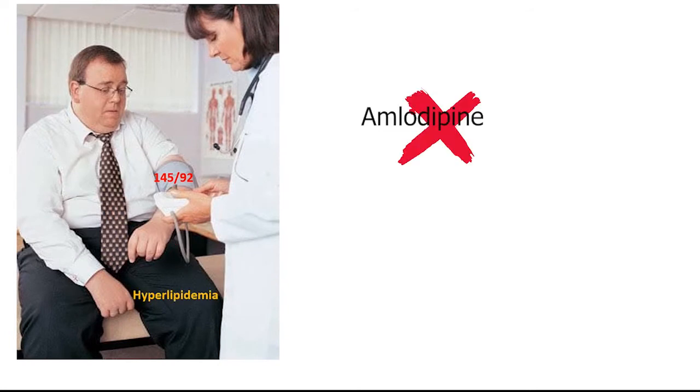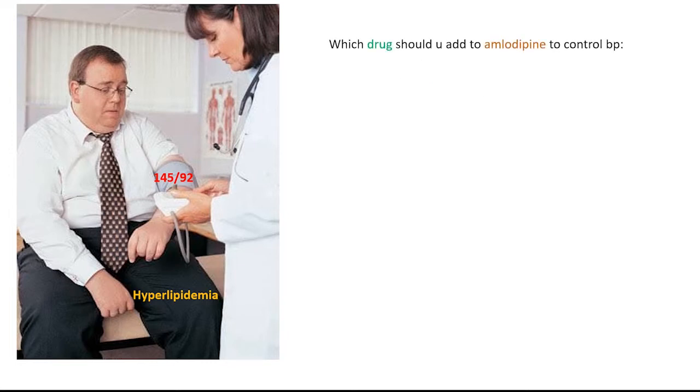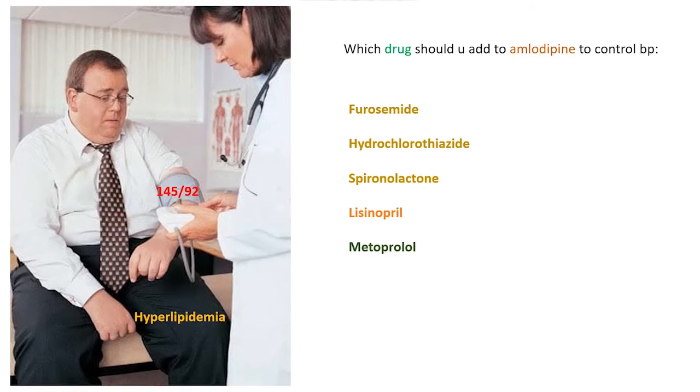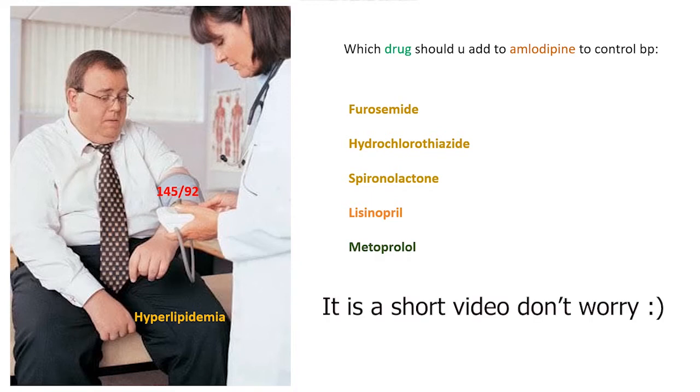So what are you going to do to decrease the blood pressure? Which drug should you add to amlodipine to control the blood pressure? And here are the answer choices. If you do not understand the physiology and pharmacology of blood pressure, please refer to the video above to get a general idea before jumping into how to answer this question.